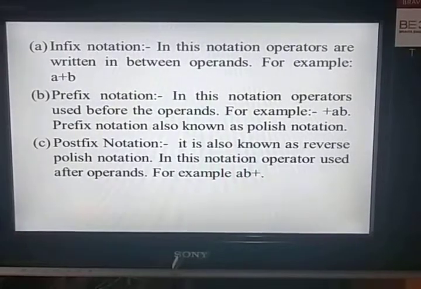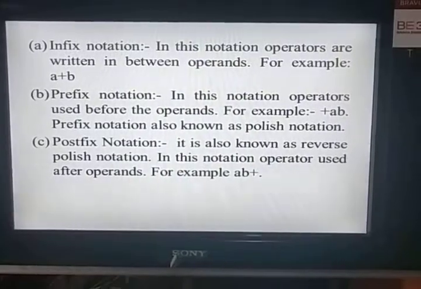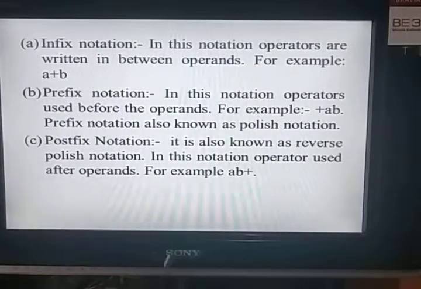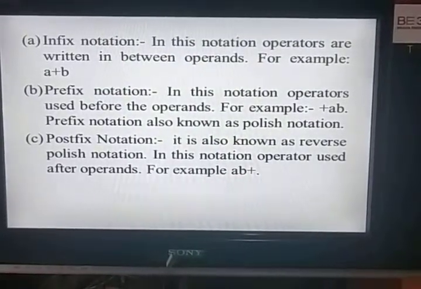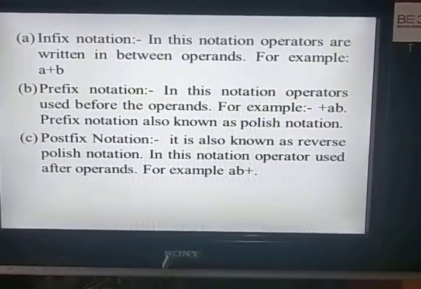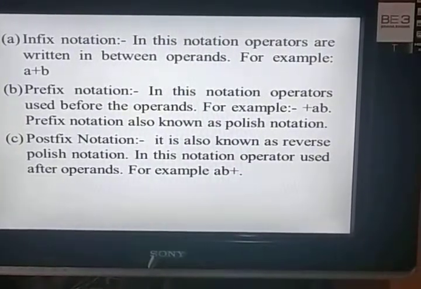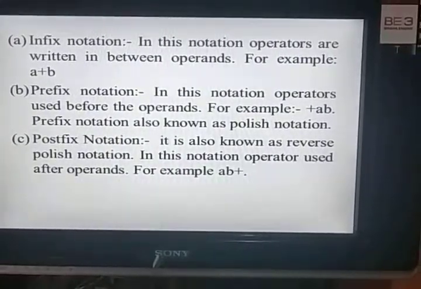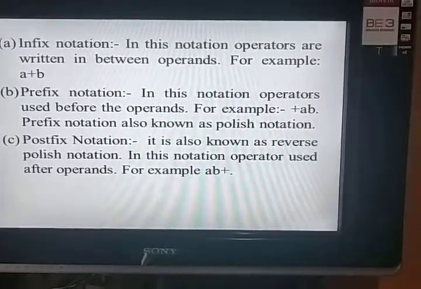And third way is postfix notation. It is also known as reverse Polish notation. In this notation, operators are used after operands. For example, ab plus. Here a and b are operands and plus is operator. So a plus b, plus ab and ab plus are all equivalent.